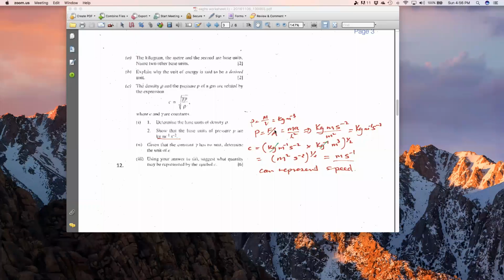Pressure is force over area. Force has a defining equation as yet. The defining equation of force is mass times acceleration, and so we go until we end up with what the base units of pressure are. Right?